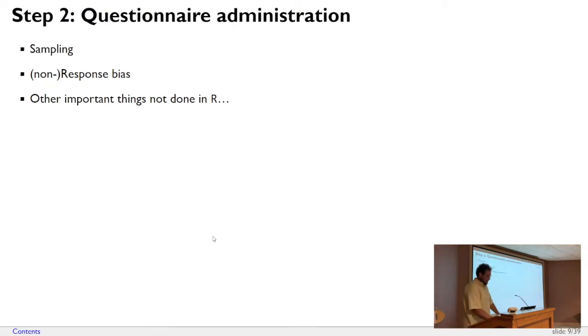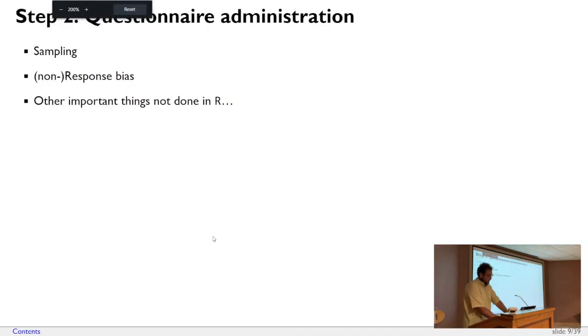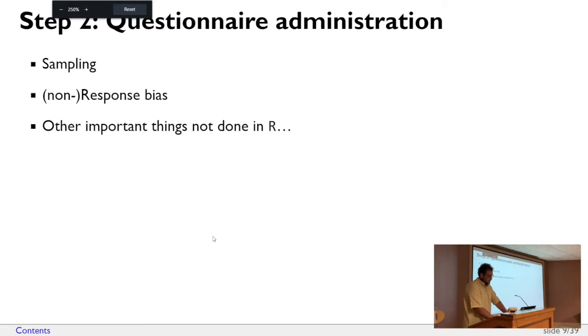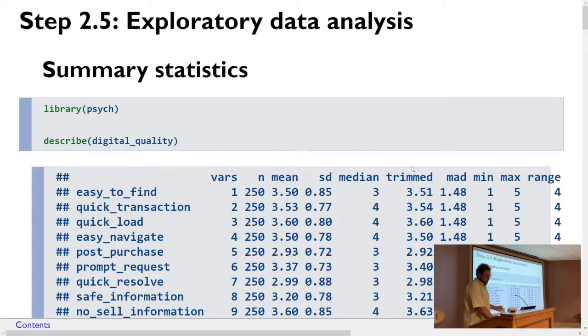Okay, the second thing, I'm not going to spend a lot of time on this because this is all important stuff, but you don't really do it in R, so you have to go out and collect the data, right? So you have to think about sampling, you have to think about bias, and it's important stuff, but it's not done in R, so I'm just going to keep going. Okay, so I call this step 2.5 because it's not really on the flow chart, but obviously it's important.